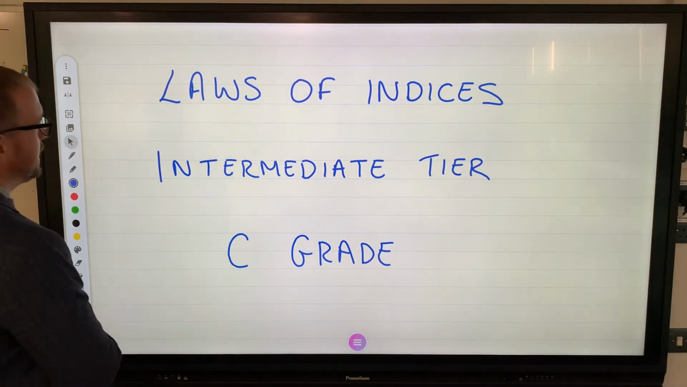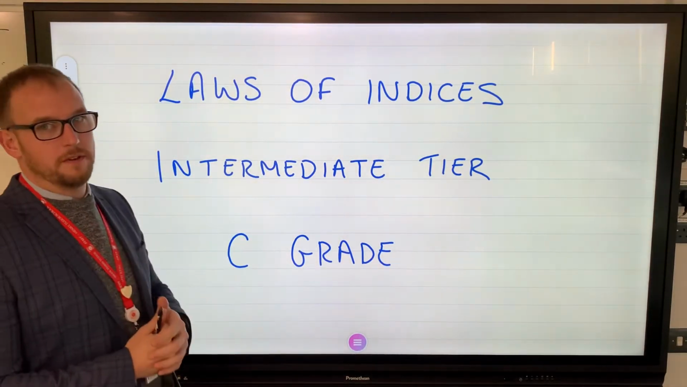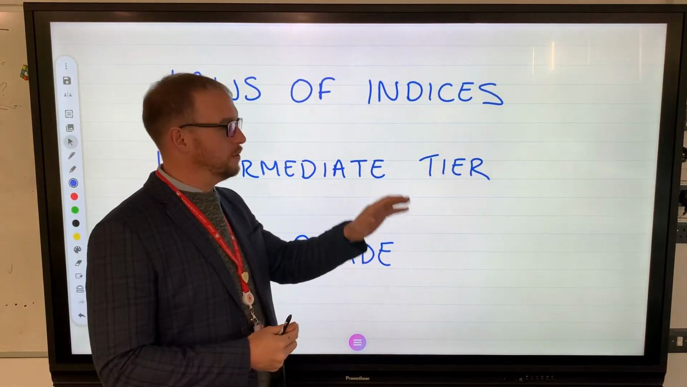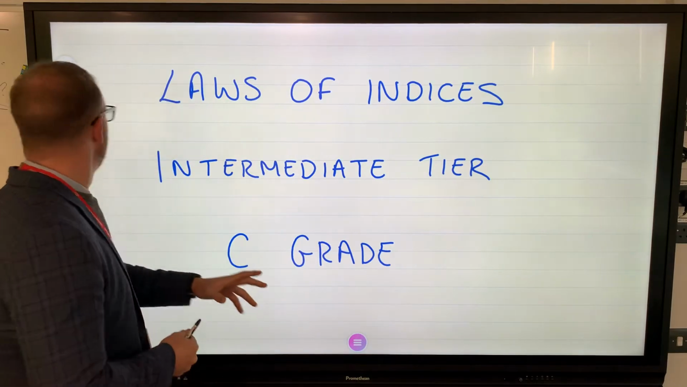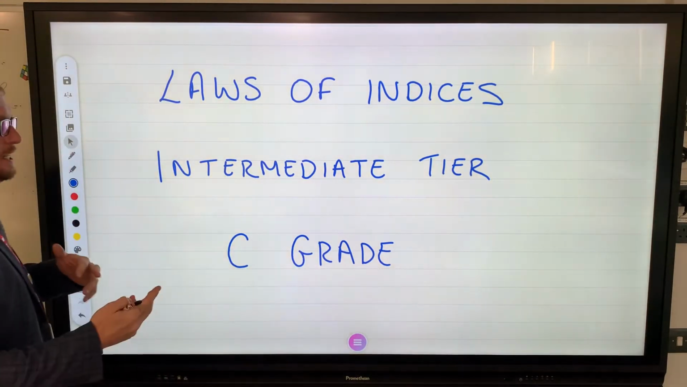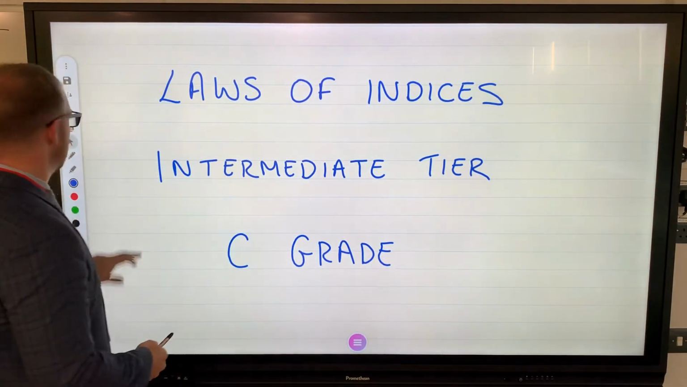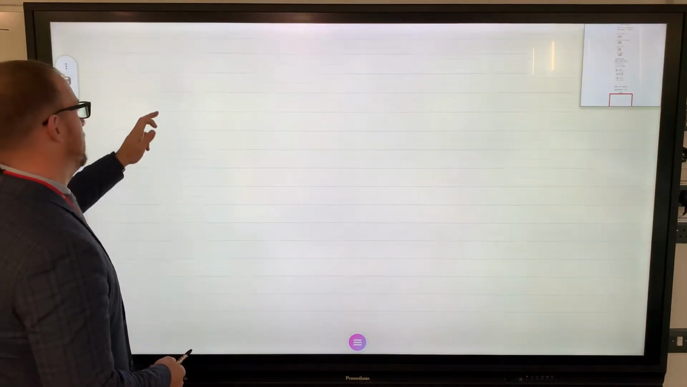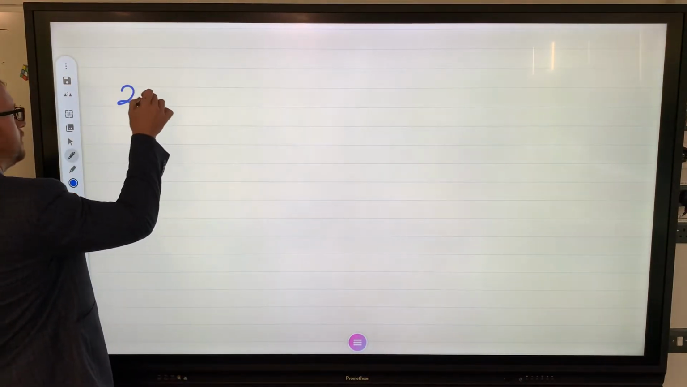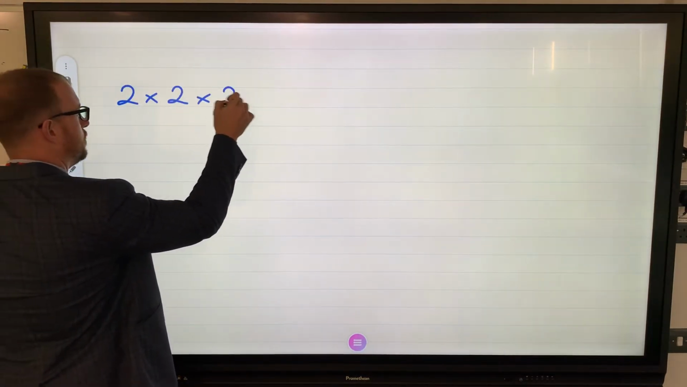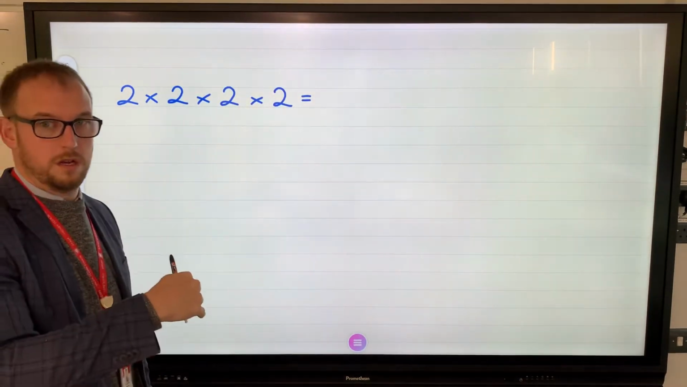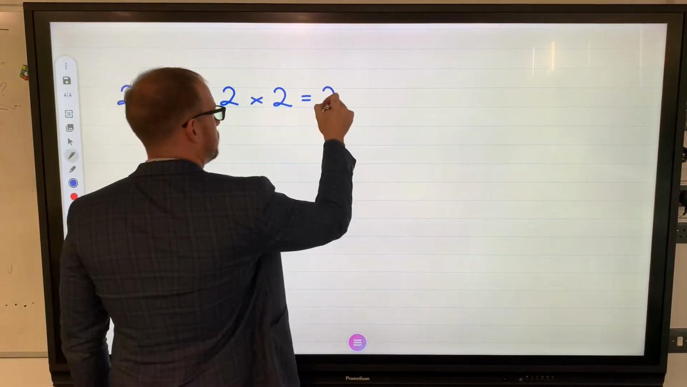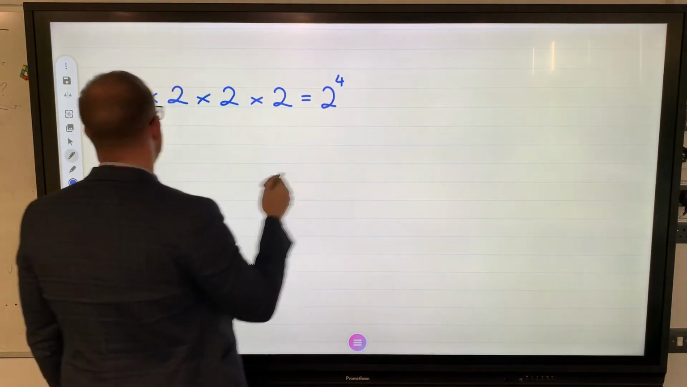So laws of indices then, obviously intermediate tier stuff. I'm not going to go into too much detail towards the higher tier stuff. I'm just going to rein it back just to look at the intermediate tier stuff with indices. So indices are powers. So if I was to write down this question here then, 2 times 2 times 2 times 2, if I was to write that as a power, that would be 2 to the power of 4.